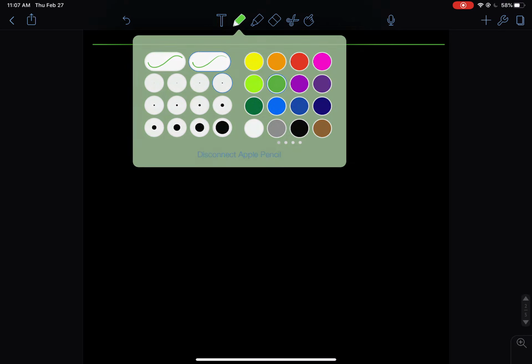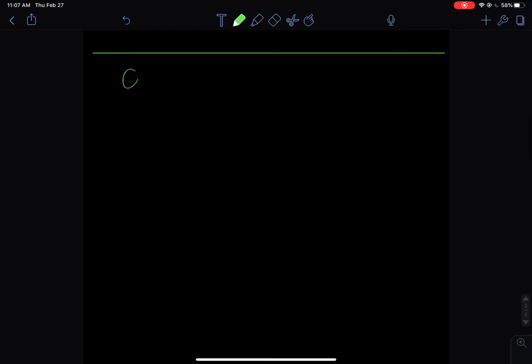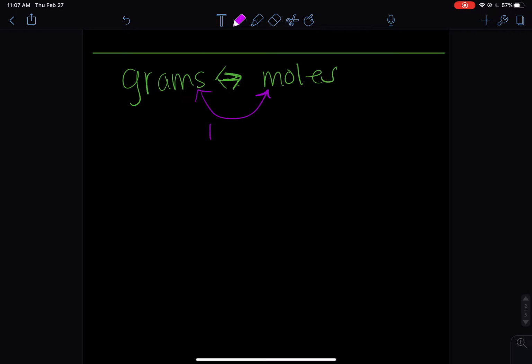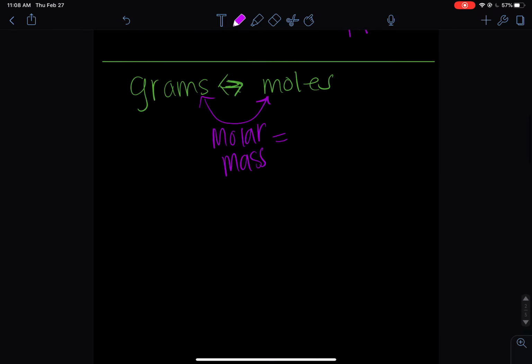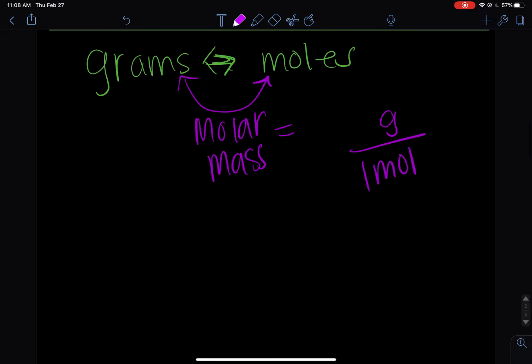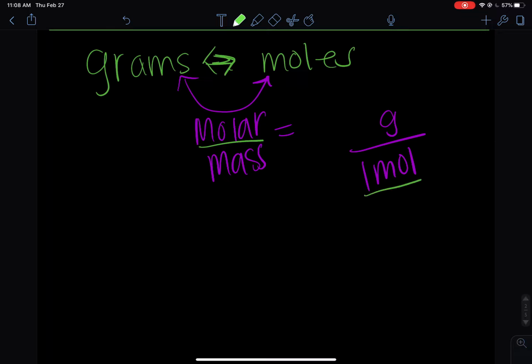Okay, so the next part, really what got cut off from my ion part, is the grams to moles. We can go back and forth between grams and moles by using the molar mass. The molar mass is measured in units of grams per 1 mole, because that's what the word means. We have 1 mole, mass, which is grams, so it's just grams per mole.